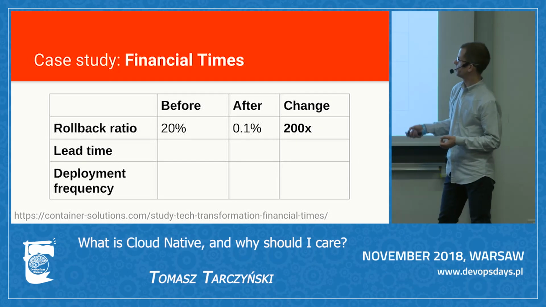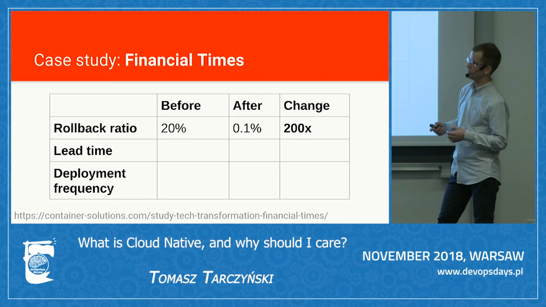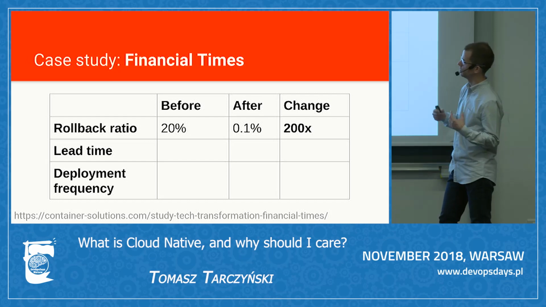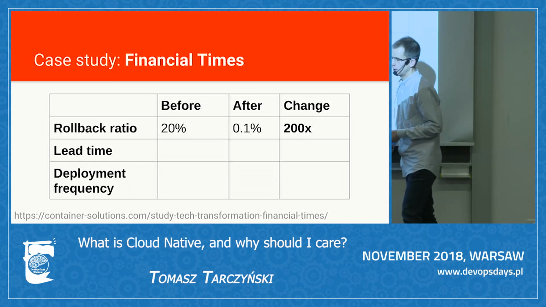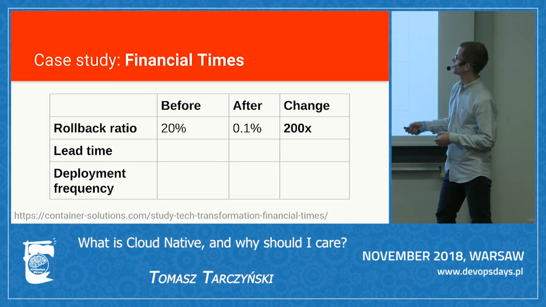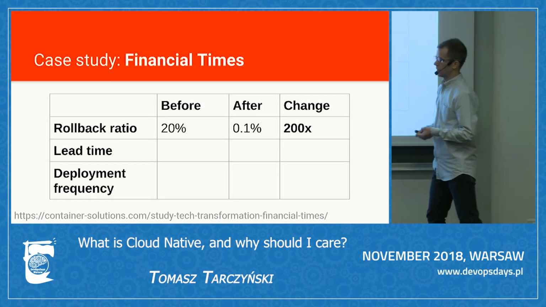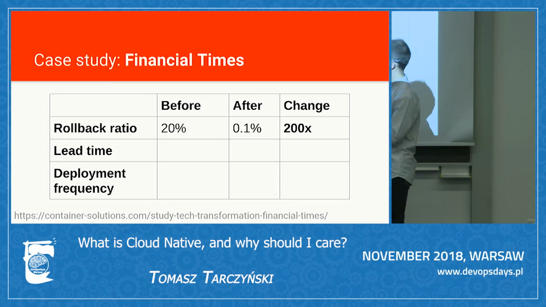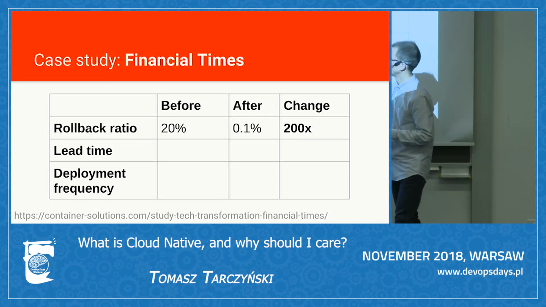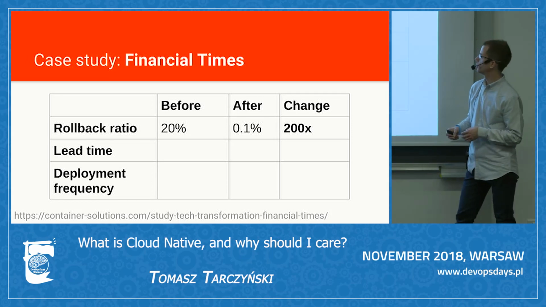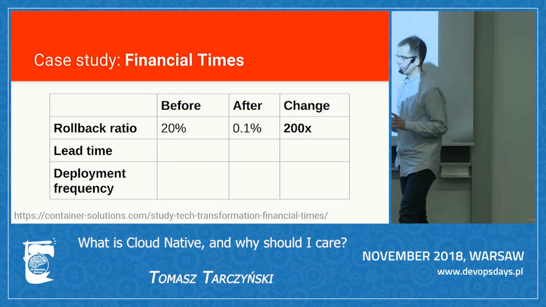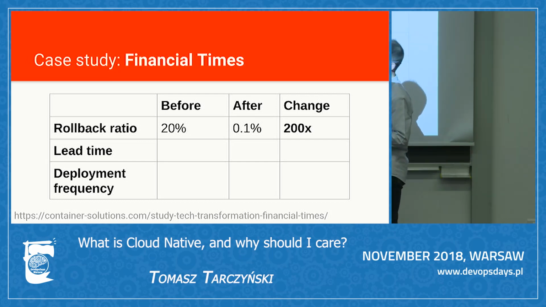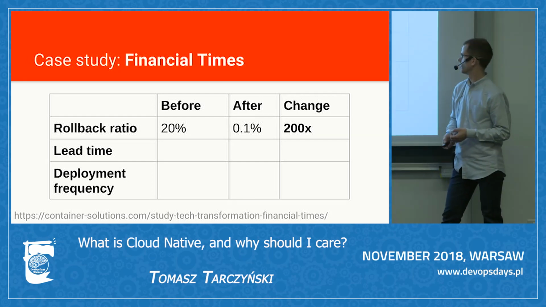I've put here just 3 metrics that are very important to business people, so what our business usually cares about. The first metric here is about reliability. Basically, before that migration, the Financial Times needed to roll back 1 deployment in 5. And after they migrated to cloud native, it's only 1 in 1,000. So a great improvement for them.